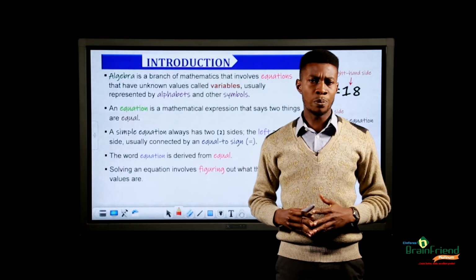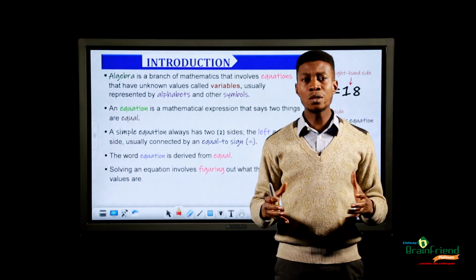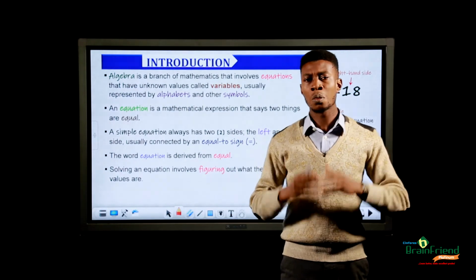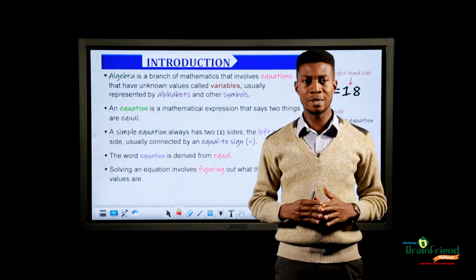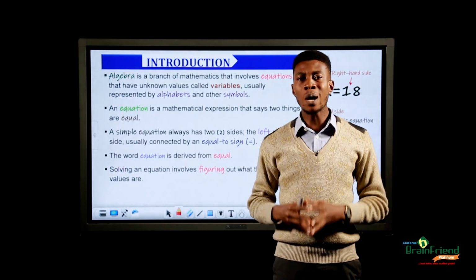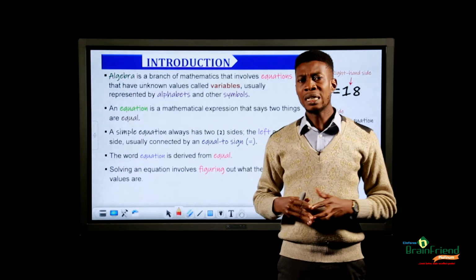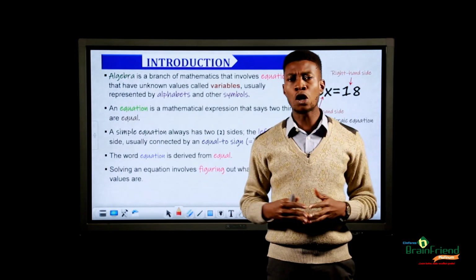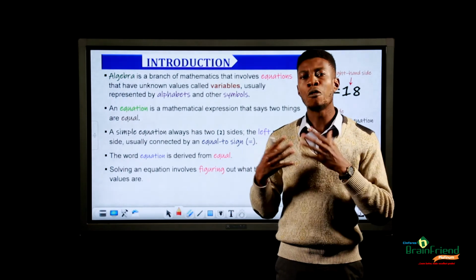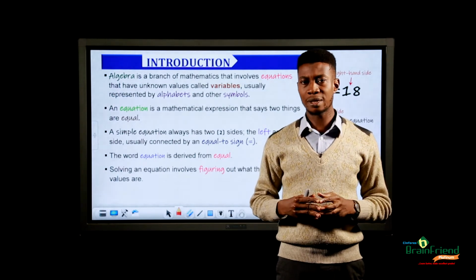Let's talk about algebra. Algebra is a branch of mathematics that deals with equations. I will tell you what an equation is, but before then, algebraic expressions usually contain symbols and alphabets. These alphabets are usually called unknowns or variables. Now, to what an equation is.